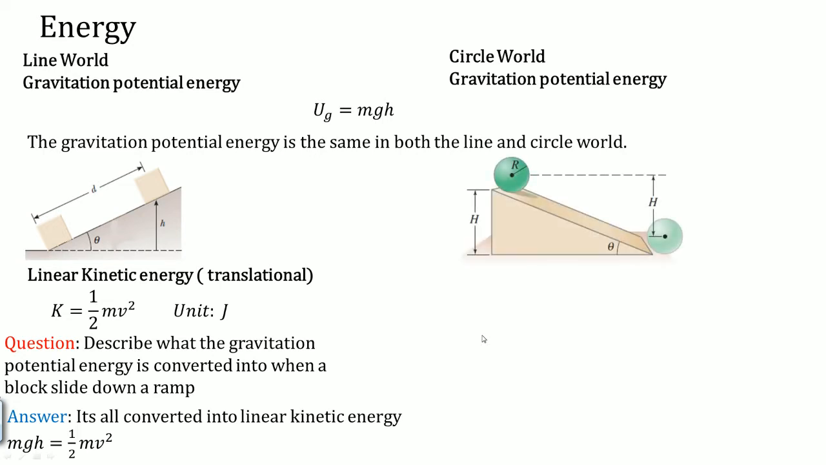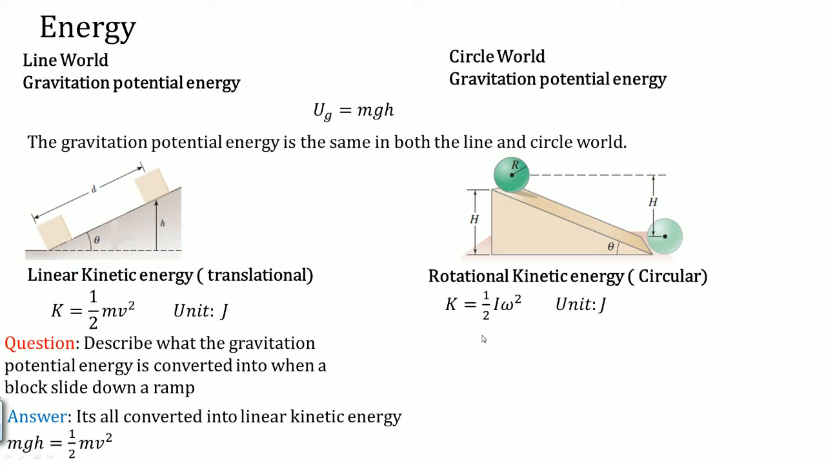On the right-hand side, it's now a sphere that rotates down a ramp. The ramp has the same height as before. The theta is the same. The difference, though, is that this is a sphere, not a block. Here, it's going to go down with something called rotational kinetic energy. The rotational kinetic energy is defined by 1/2 I omega squared, where I is rotational inertia and omega is angular velocity. The unit is the same, which is joules.